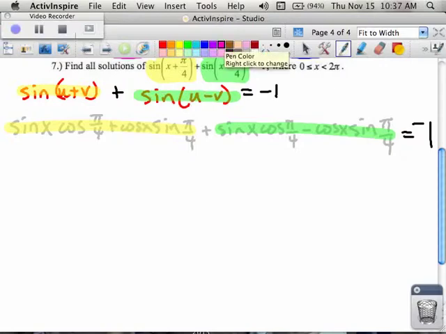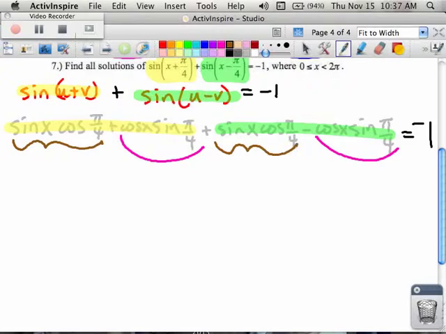What I want you to notice is this. What do you notice? They cancel out. They're both gone. Now, what about the other two things? What do you notice about those? They're also the same. That means I have 2 of the sine x cosine pi over 4s equal to negative 1. So all that big line is now this.